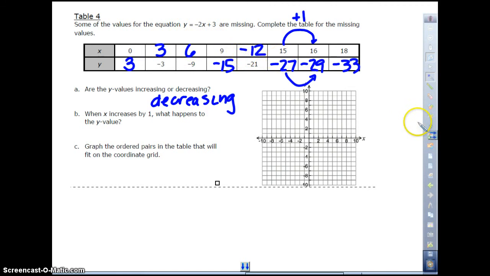Oops, that's not a negative 12, is it? Good thing I checked the pattern. That's a positive 12.